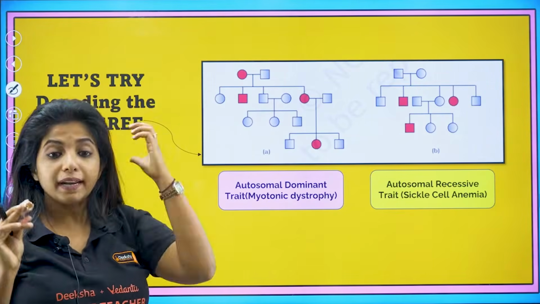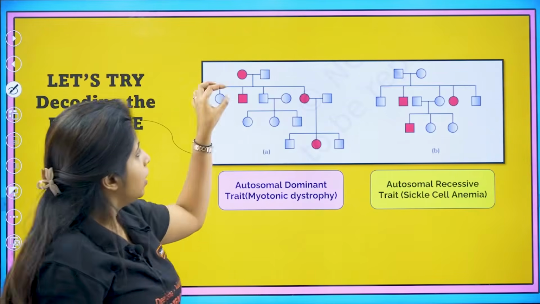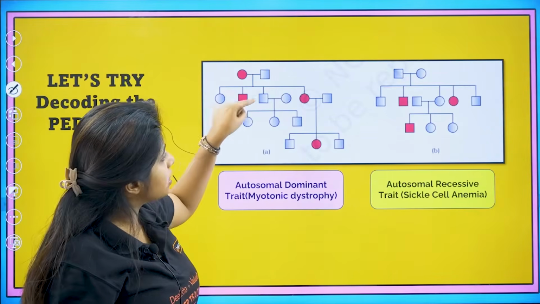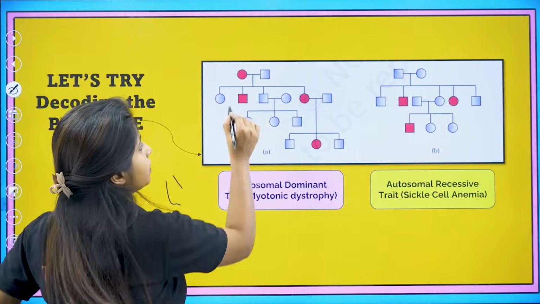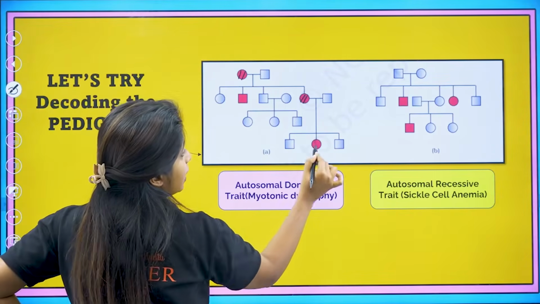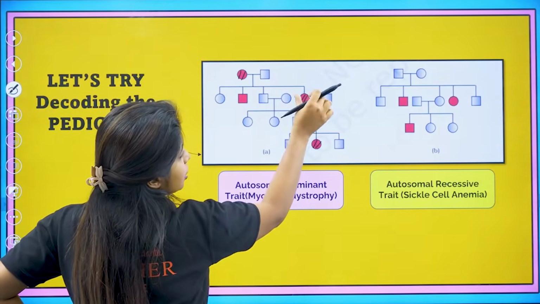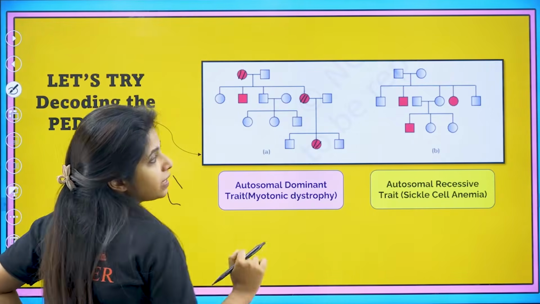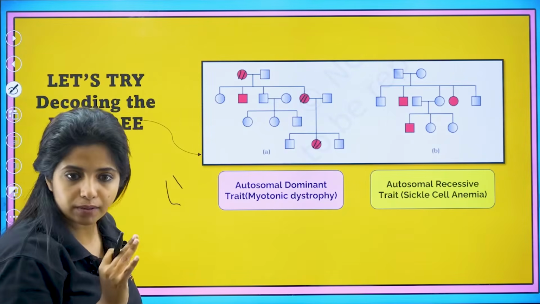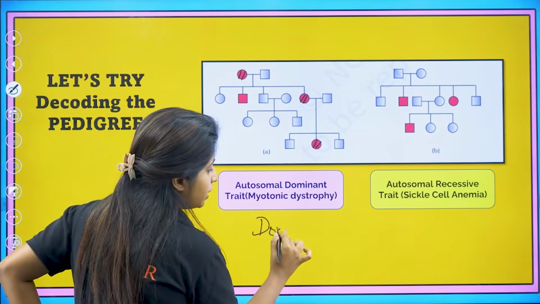That is the pedigree chart. So, listen to me carefully. If in every single generation you see affected individuals, for example, here there are affected individuals, here also, this parent, this child, this parent, again this child is there, that means it has to be a dominant disorder.